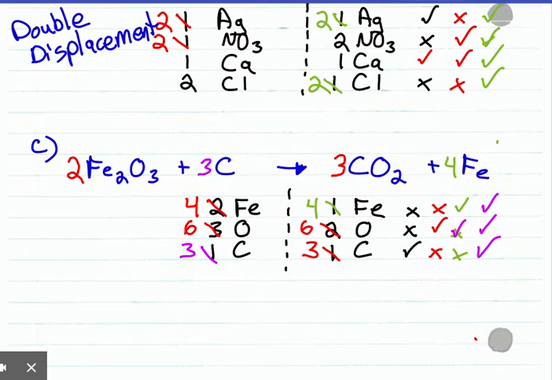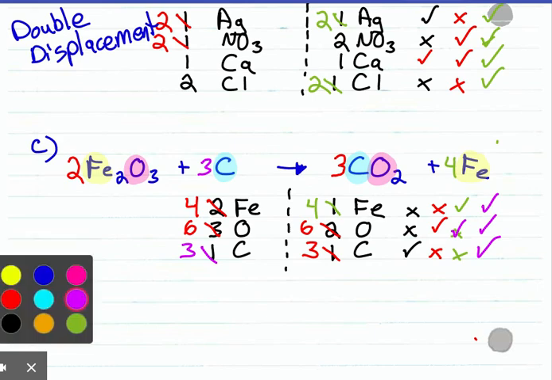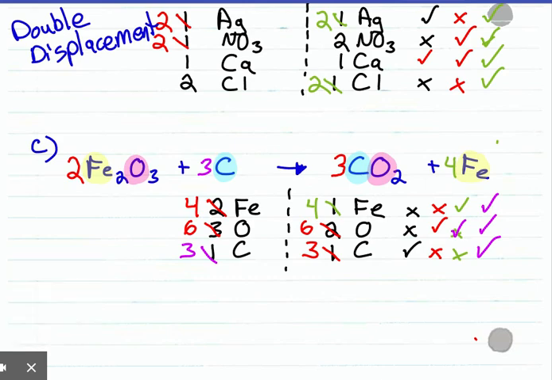So again, I sometimes like to highlight so I can see a little easier what's happening. So I highlight my iron. I'm going to highlight my oxygens. And I'm going to highlight my carbon. Okay, when we look at what our colors are doing, we start with a yellow and a pink together and blue by itself. And then we end up with blue and pink together and yellow by itself. So that means that we are looking at a situation where carbon has replaced iron in bonding with oxygen. So that means that we have a single displacement.